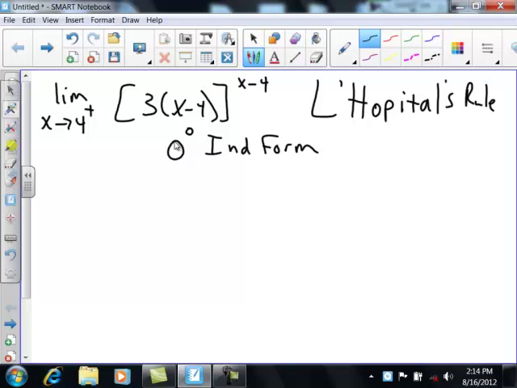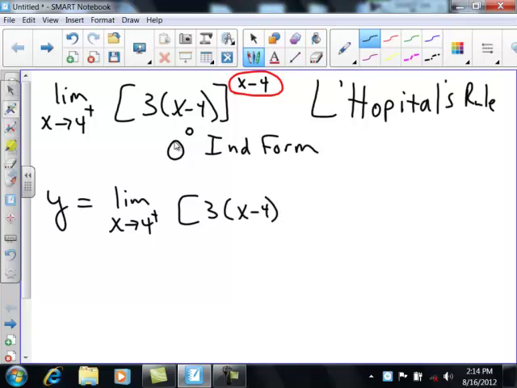Alright, so a couple of things. First of all, when you see your variable up there in the exponent and you're trying to do limits, then immediately you should start thinking about the fact that you're going to have to use some natural logs. So I'm going to let y be that entire expression, the limit as x approaches 4 from the right of 3 times x minus 4, all that raised to the x minus 4.